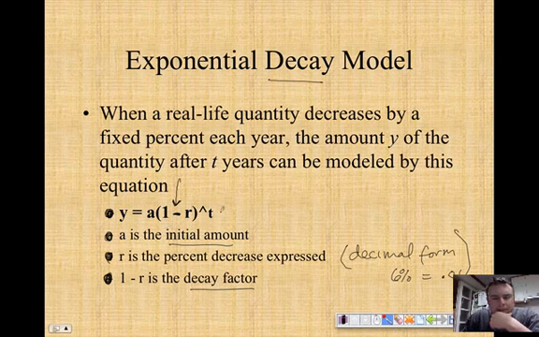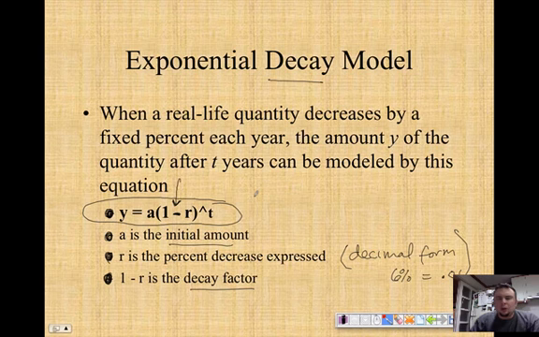Alright, and that's it. So let's apply this model to a problem. When would something decay exponentially? Think of some real life examples. One thing is money.